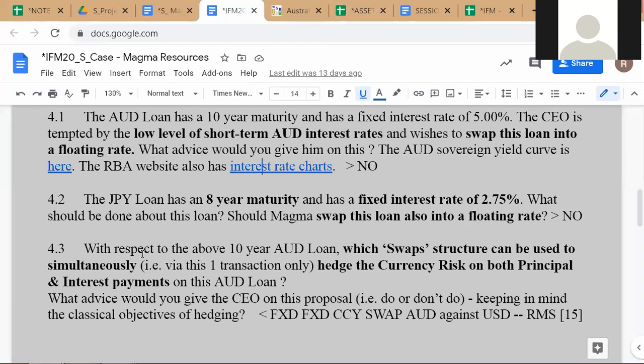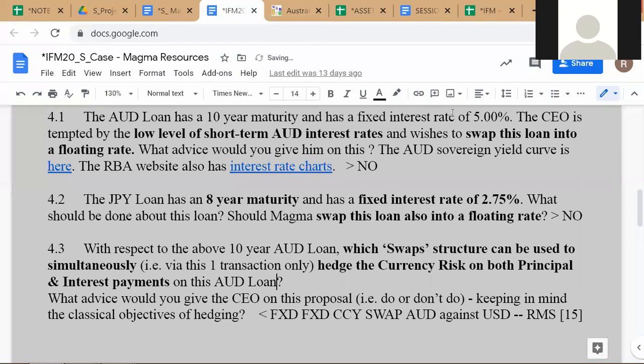And the third example is the case of the Aussie loan. We're talking about which swap structure can be used to simultaneously hedge the currency risk on both the principal and interest payments on this Aussie loan. Actually, the question should be which structure can be used to solve the currency risk. There is no interest rate risk on this loan, but if you use this structure, that statement would remain true, that there would not be any interest rate risk in the new structure as well. All right, so it will remain as a fixed rate loan.